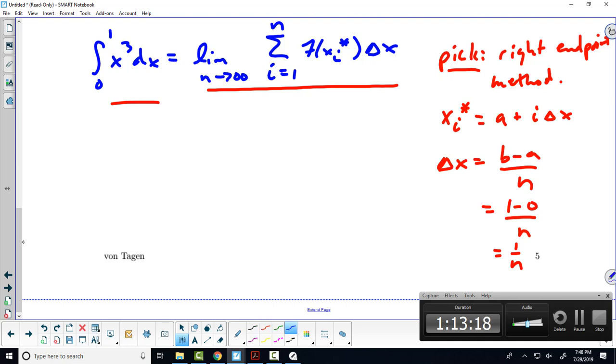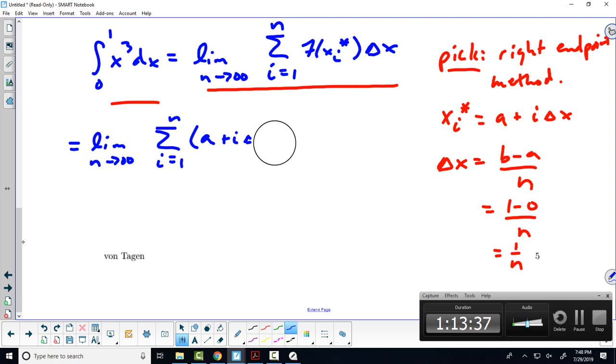Okay, so now we can rewrite this as the limit as n goes to infinity of the sum from i equals 1 to n of f of a plus i delta x times delta x. Let me write it this way once, and then we'll make a comment. All I did here was pick the right endpoint method. But who's playing the role of a in this problem?